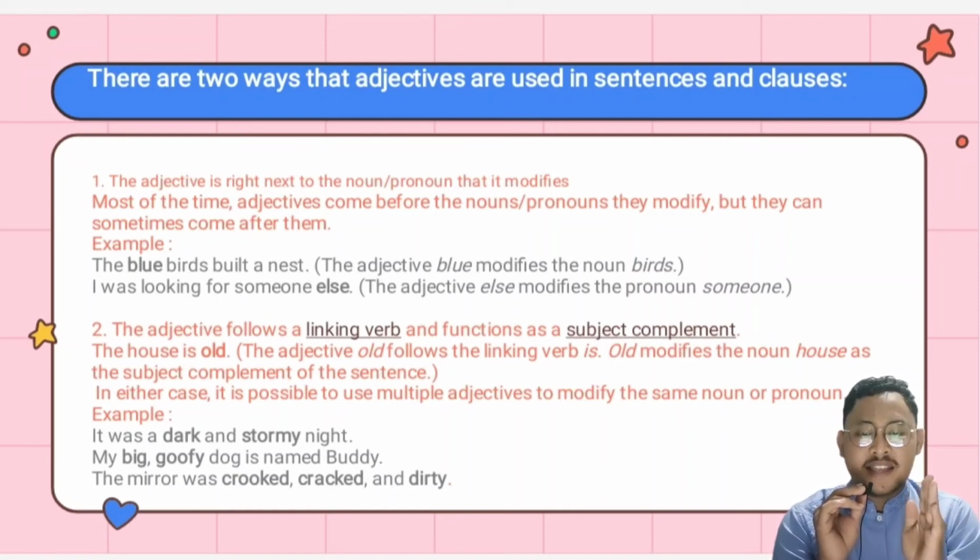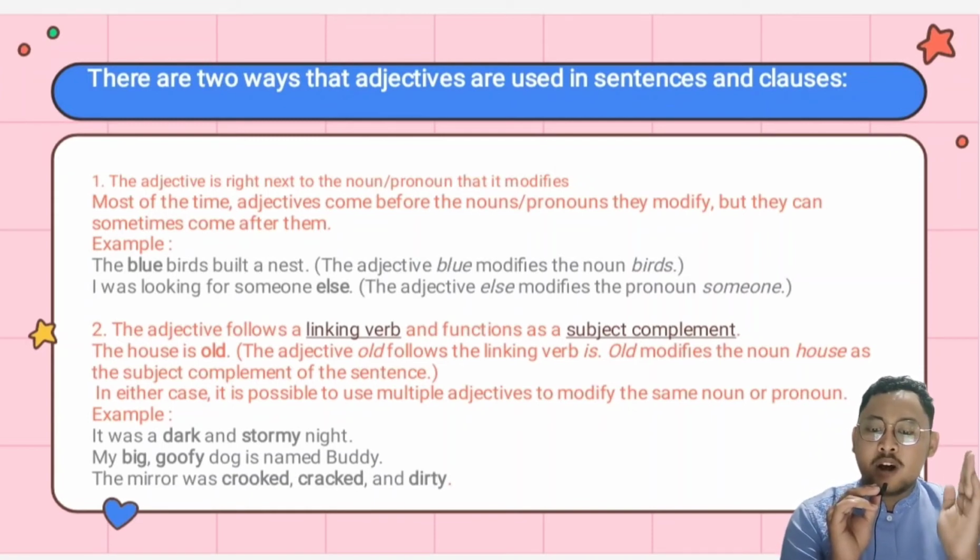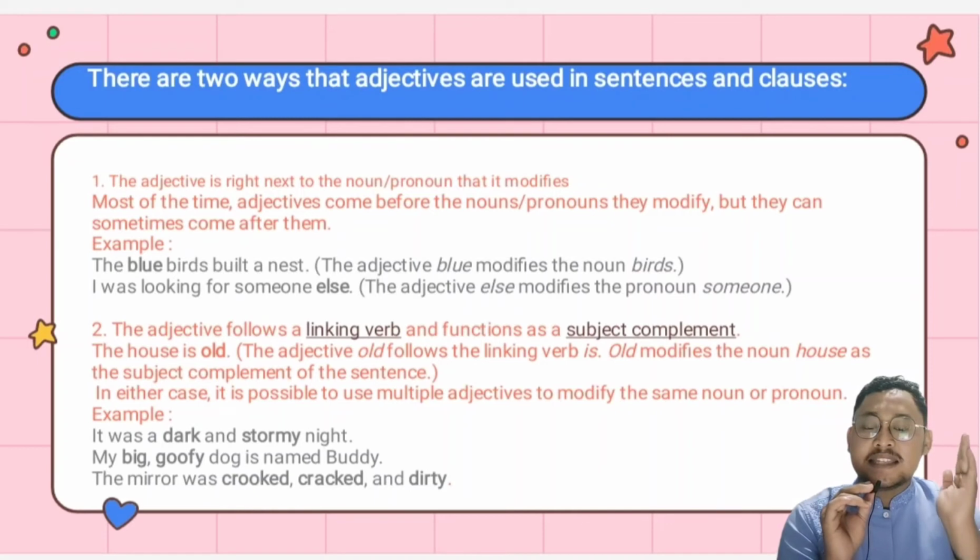In some cases, it's possible to use multiple adjectives to modify the same noun or pronoun. Example, it was a dark and stormy night. My big brown dog is named Buddy. The mirror was crooked, cracked, and dirty.